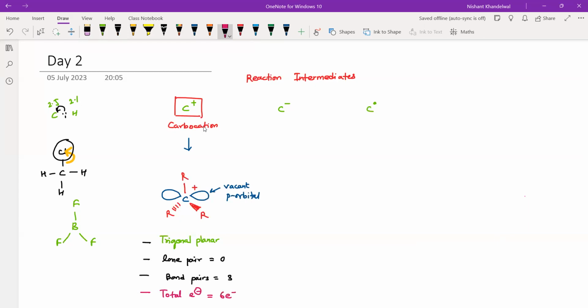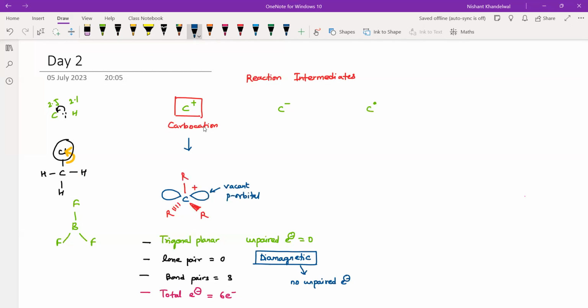So there are 6 electrons here. And because there are 6 electrons, there is no unpaired electron. So the unpaired electron count is equal to 0. So this species is by nature diamagnetic. Diamagnetic are those species or compounds which do not get attracted or repelled by a magnetic field. So how to check whether something is diamagnetic or paramagnetic? Diamagnetic means it has no unpaired electron.